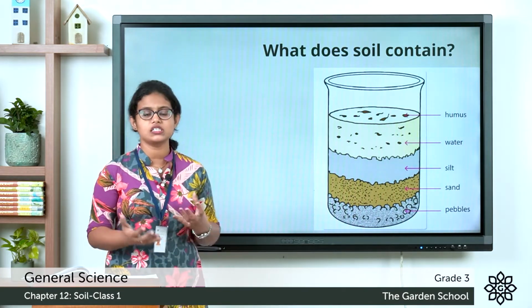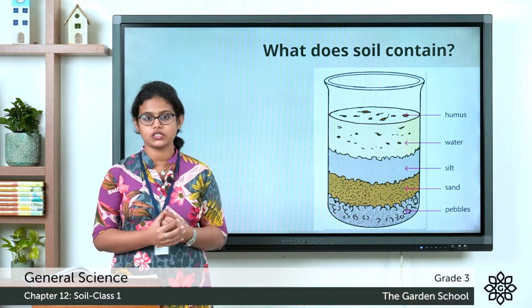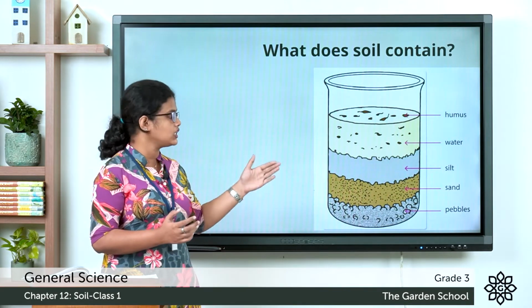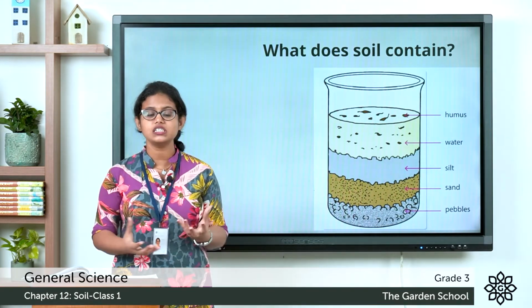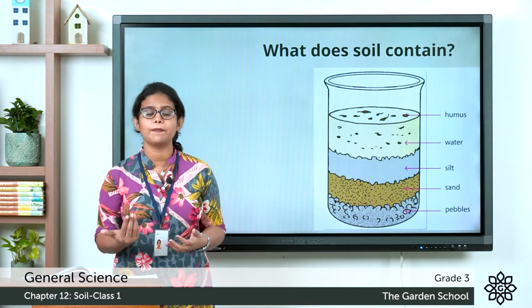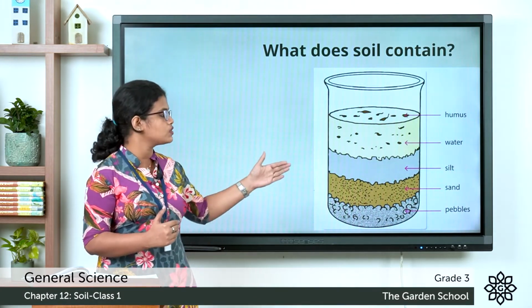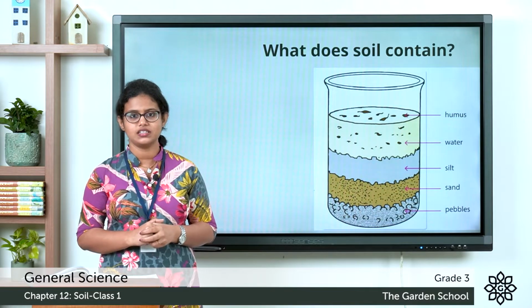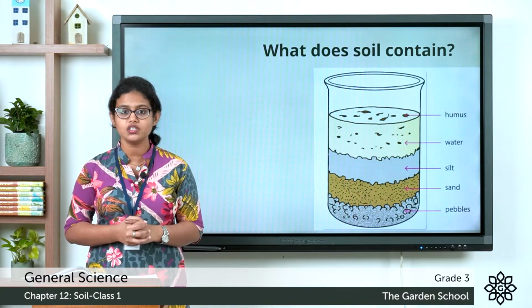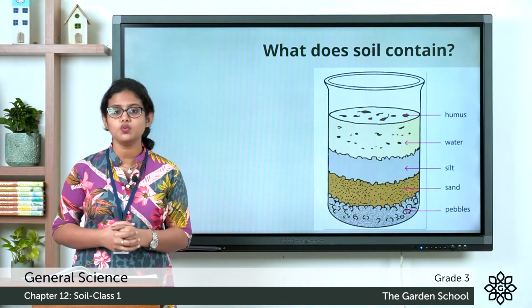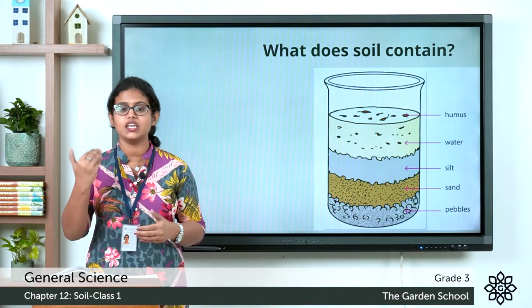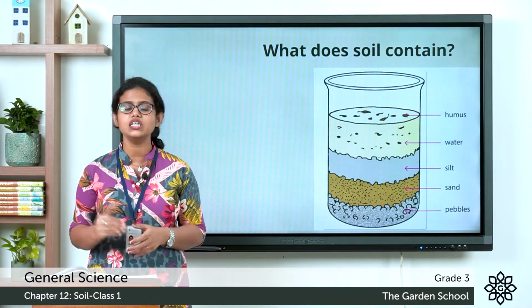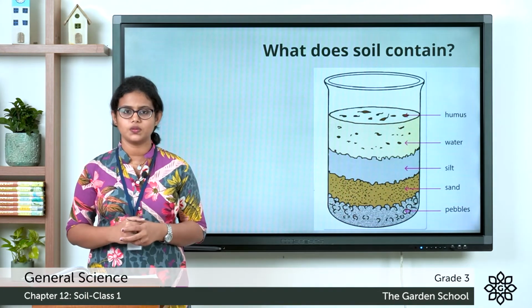These pebbles and sand have more weight, so they settle down at the bottom. And what about the silt? The silt has less weight compared to sand, so it appears over the sand. Then the soil contains humus, that is, the dead remains of plants, and even that floats on the surface of the water.